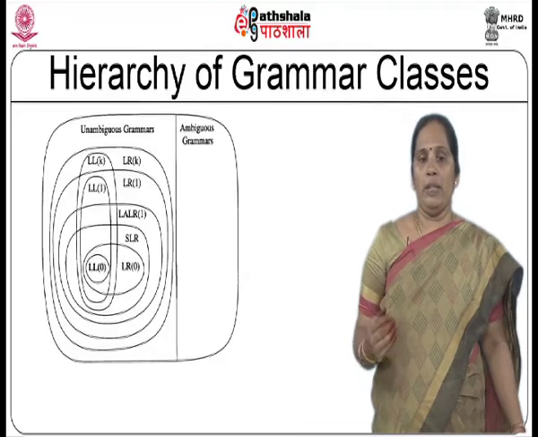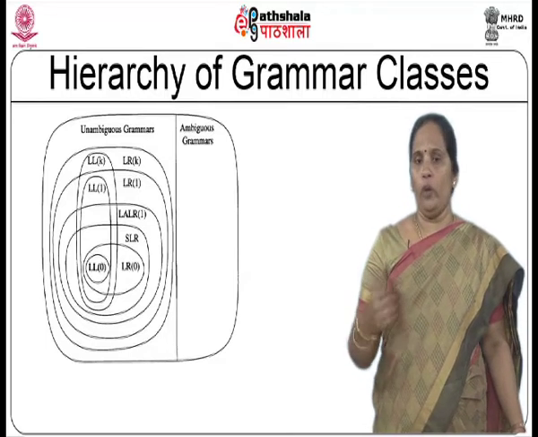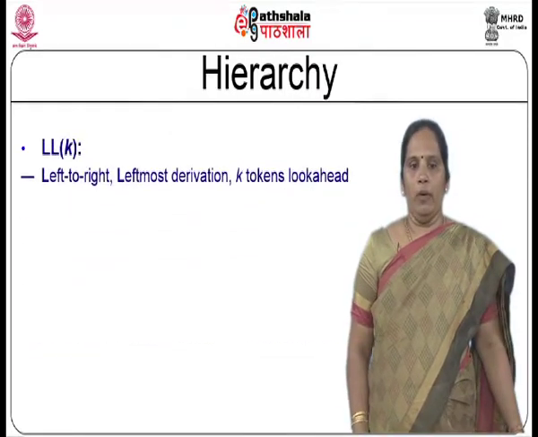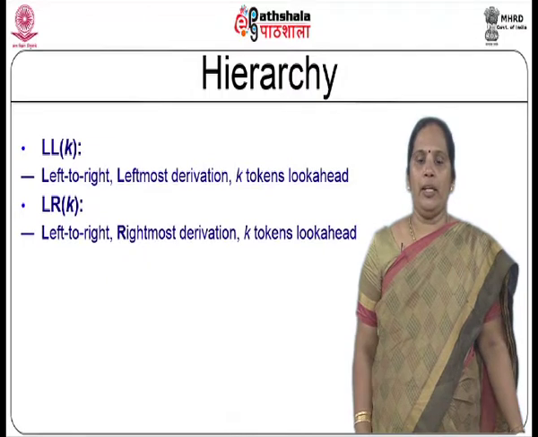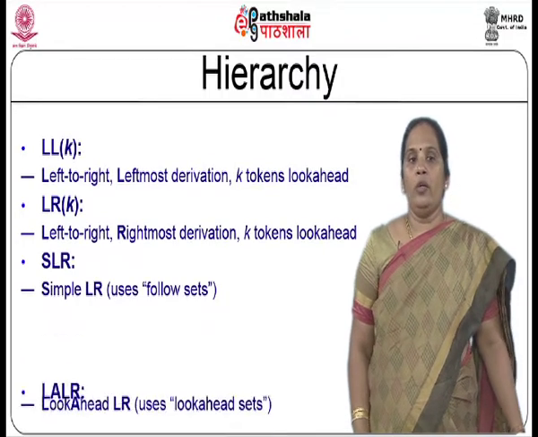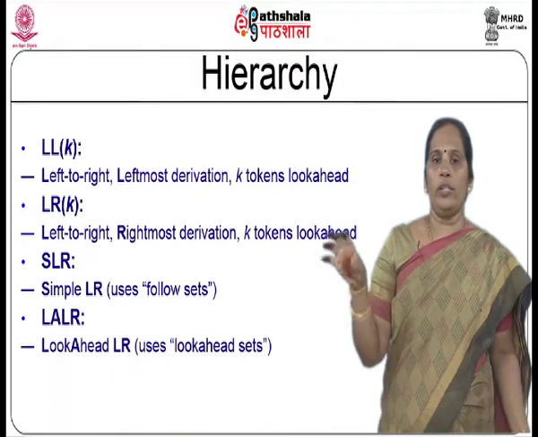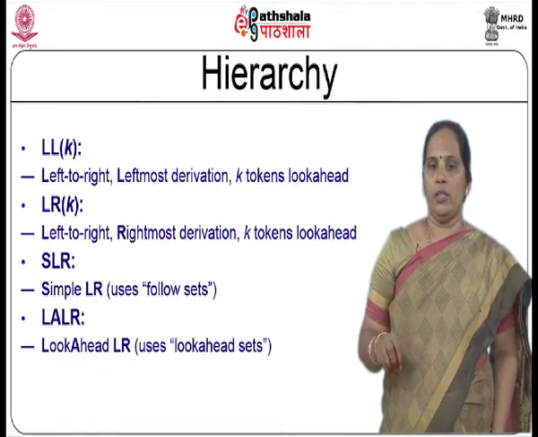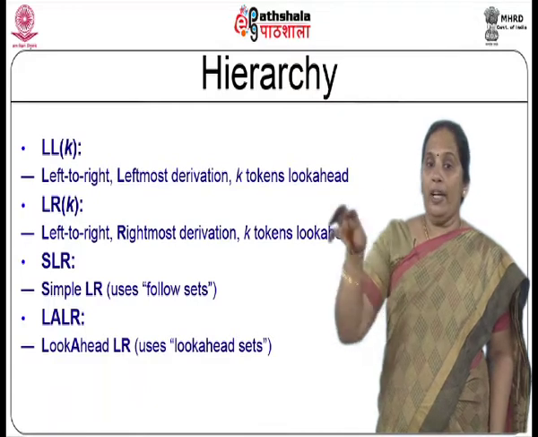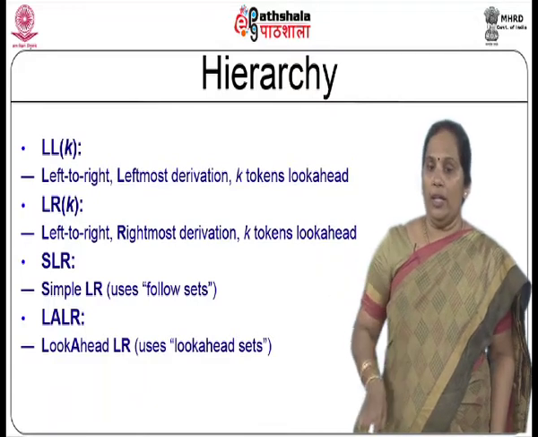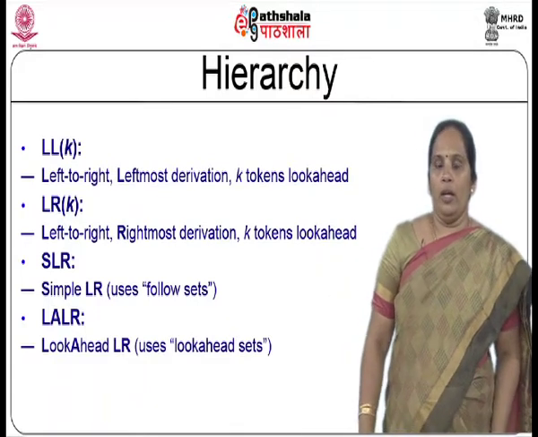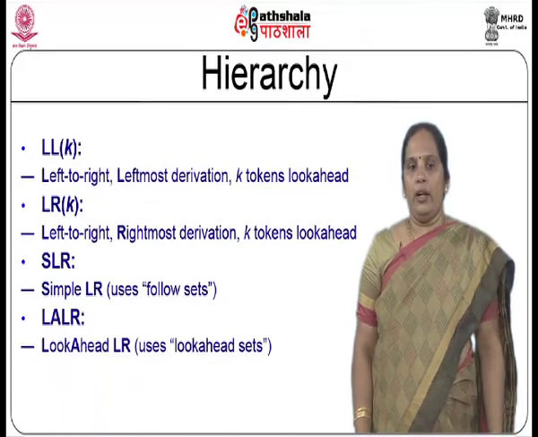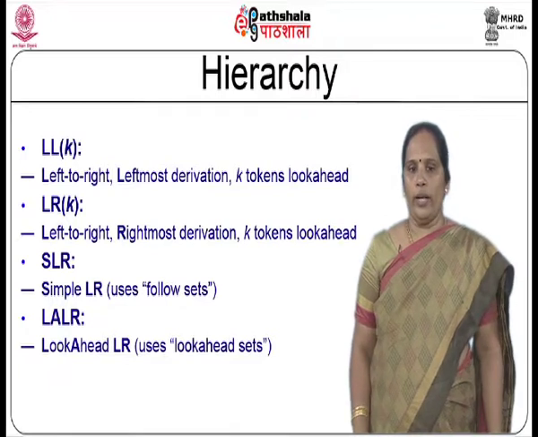And rightmost derivation basically happens in bottom up parsing. So, we go from bottom to top. Now, this is what we just now talked about, left to right, leftmost derivation and k tokens look ahead. That is, you will remember how many tokens will occur later. So, you will design your algorithm keeping in mind that k tokens could follow this particular current token. Okay. LR of k, again similarly, left to right input is scanned, rightmost derivation and k tokens look ahead.